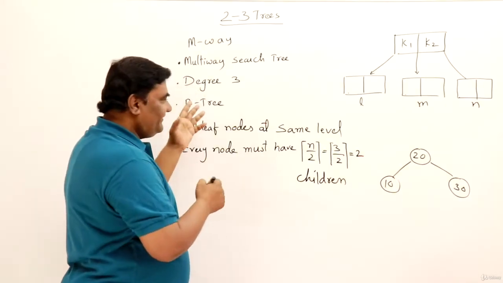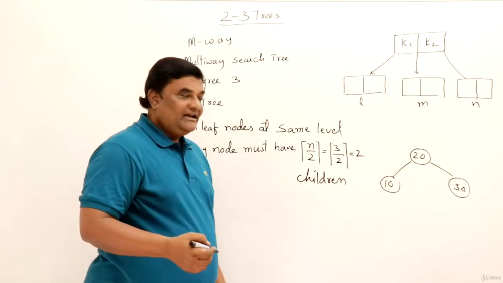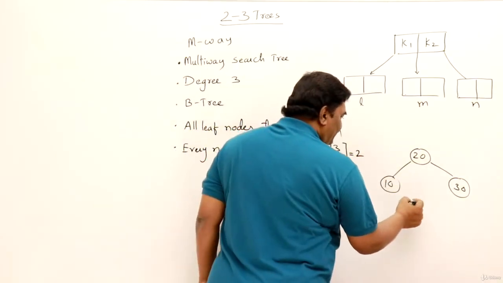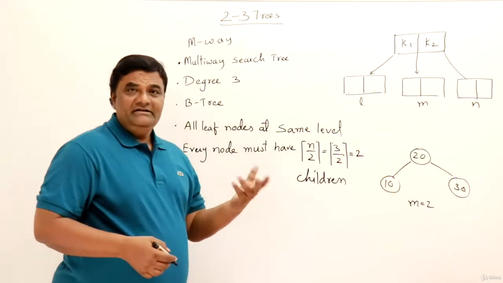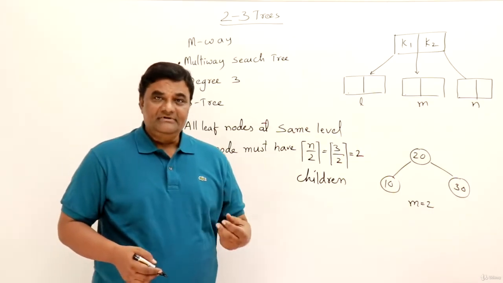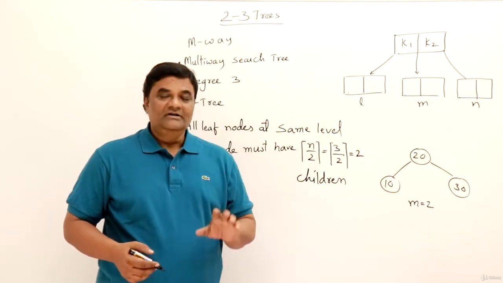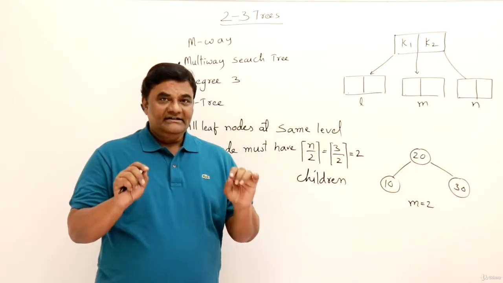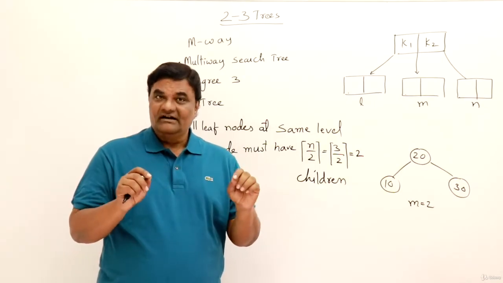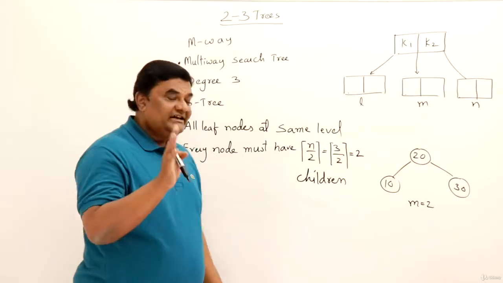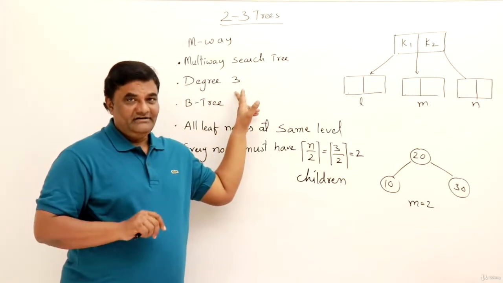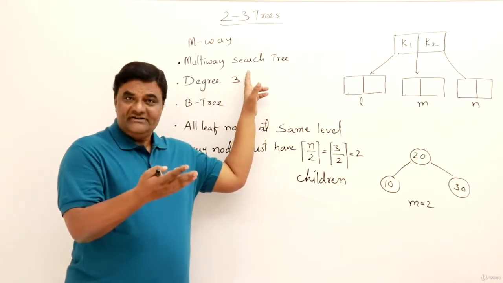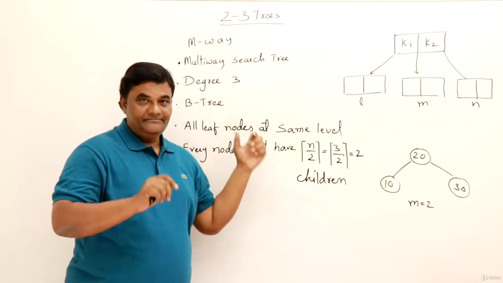M is for multi-way, and the other meaning of M here is the degree. See, for a binary tree, the degree M is 2. If it is more than 2, it can be anything, so we say M. The degree of a tree is M. So now I can say that 2-3 trees are search trees with a degree of 3. Yes, they are multi-way search trees with a degree of 3.